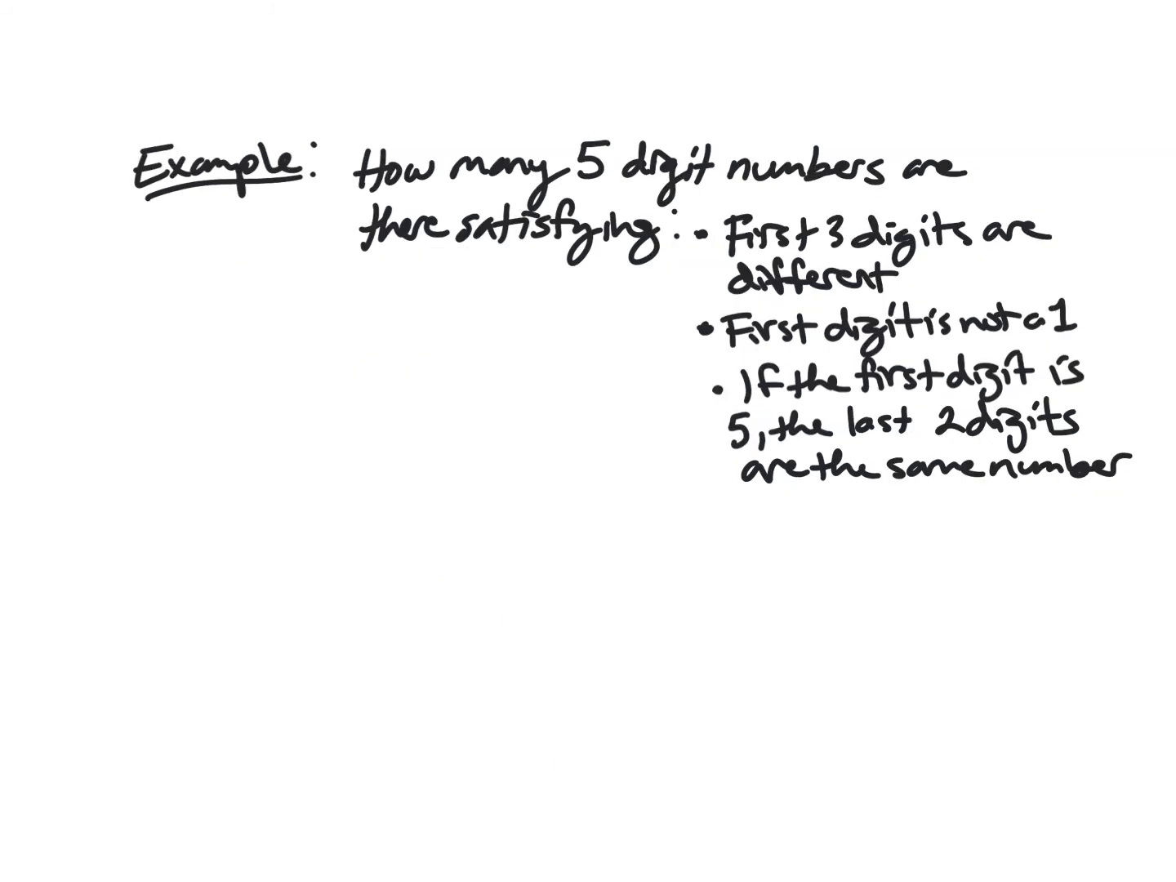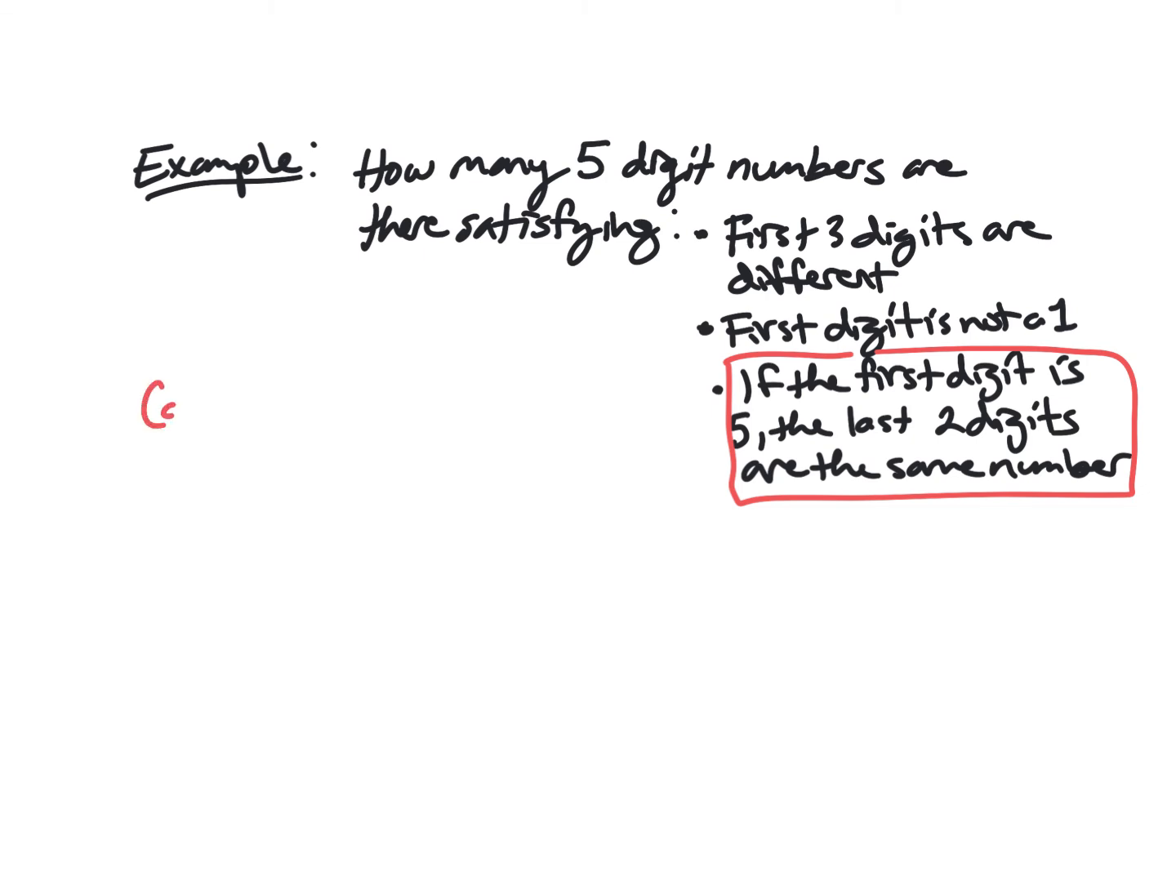So let's look at a bit more complicated example where we're again putting these 2 rules together. Okay, so here we have a 5-digit number. First digit is not a 1. The first 3 digits all must be different. And if the first digit is a 5, the last 2 digits are the same. So clearly the rule of products is coming in from multiplying the number of choices for each digit. So where does the rule of sums come in? It's going to be this last part, because we have 2 cases.